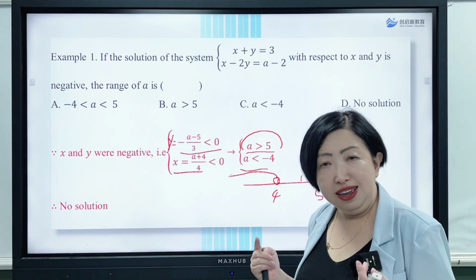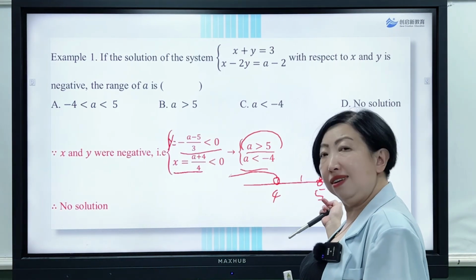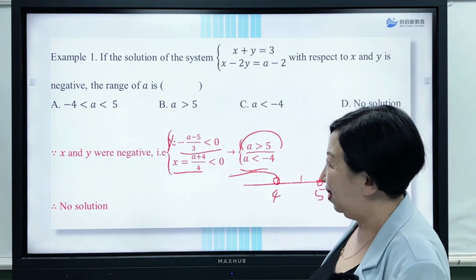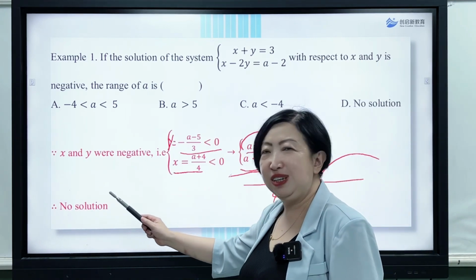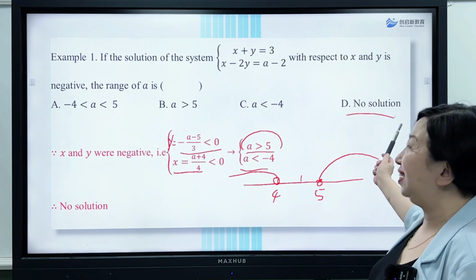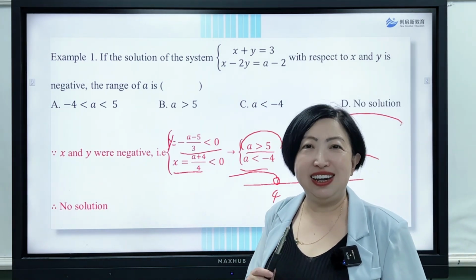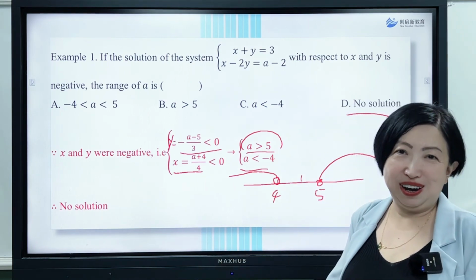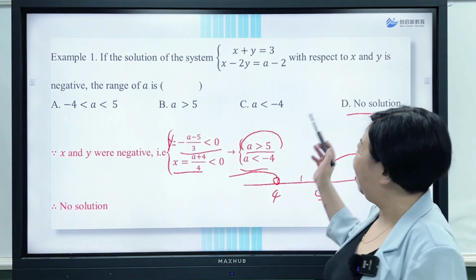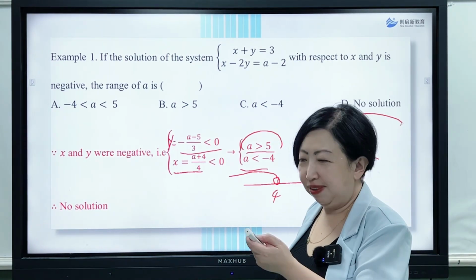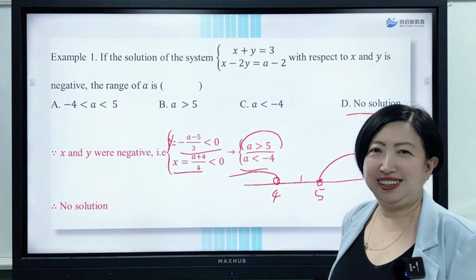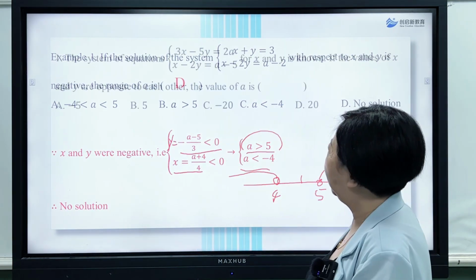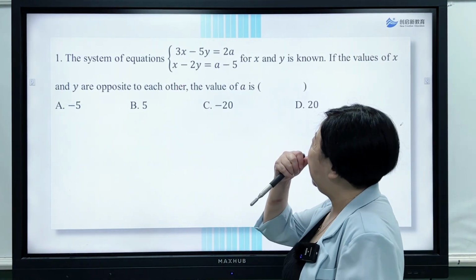Is there any number here? No, it's impossible. So we say it's no solution. No solution is the right answer. It's the right value. We can choose D, no solution. This is a basic equation. Okay, let's go on. Have a look.